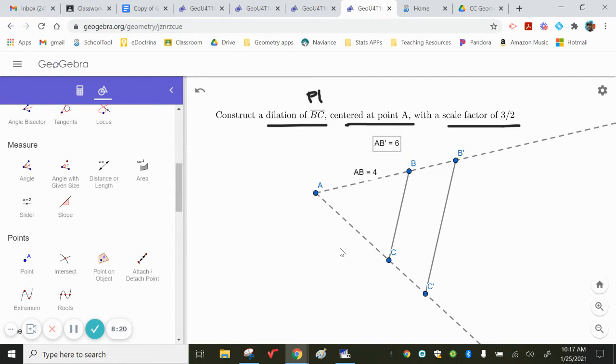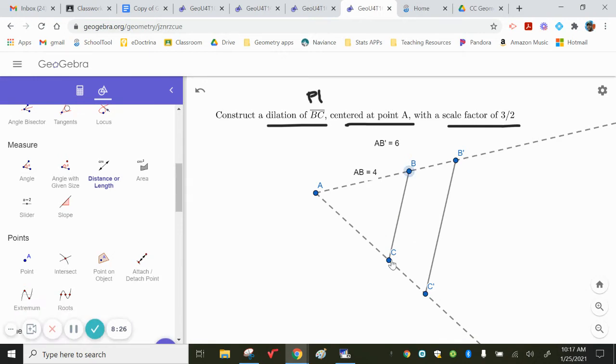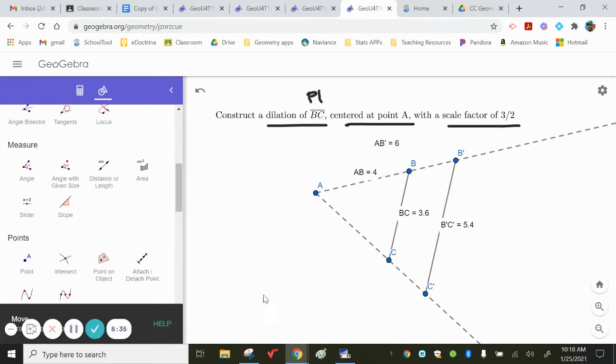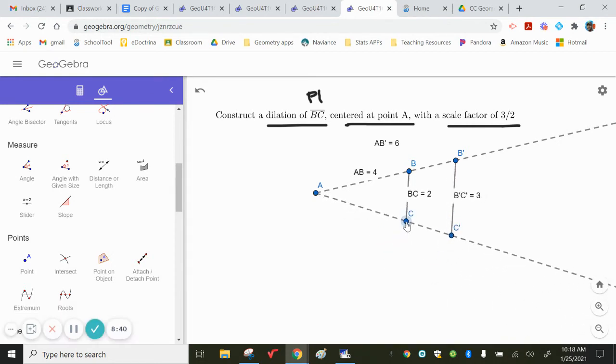Now at the same time, if I measure the distance of this segment right here, or the distance from B to C, you get 3.6, and from B prime to C prime is 5.4. Well, let me change that so you can put it into some numbers that make a little bit more sense. How about if I make them a length of 2 and 3? See, now this length is exactly 3/2 times what that length is. The ratio of the image to the pre-image is equal to the scale factor. 6/4 is equal to 3/2, which is the scale factor of 3/2. So there's an example of what happens when we dilate a segment.